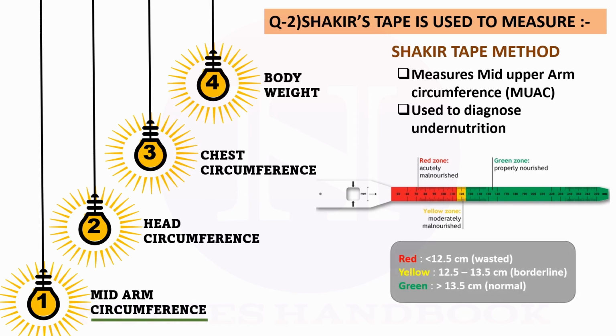The scale has 3 color markings, that is red, yellow and green. If measurement is less than 12.5 cm, it comes in the red color, indicative of actively malnourished or wasted. If it is between 12.5 cm to 13.5 cm, it indicates moderately nourished or borderline. If it is more than 13.5 cm, it means properly nourished.